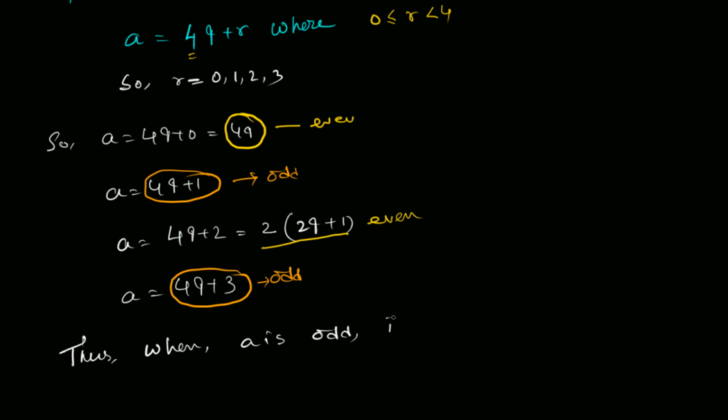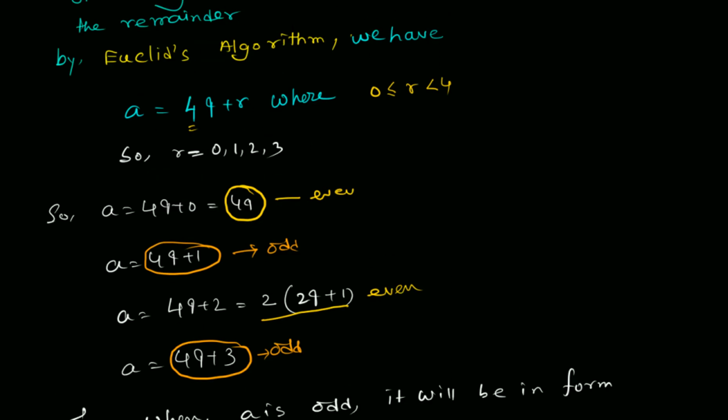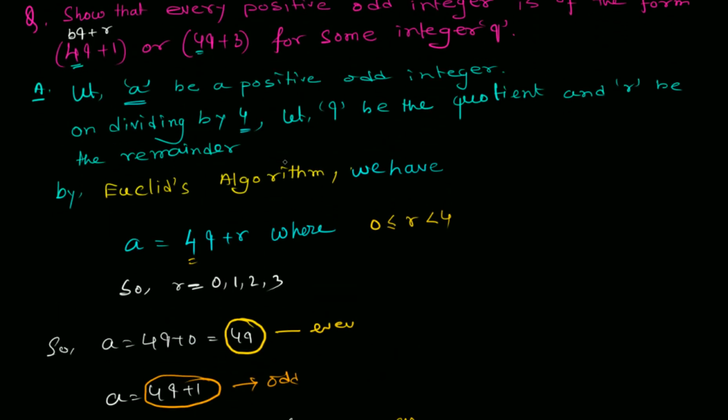So a is odd. When a is odd, it will be in the form a equals 4q plus 1, or 4q plus 3. Okay, so I hope you have understood the video and the concept.